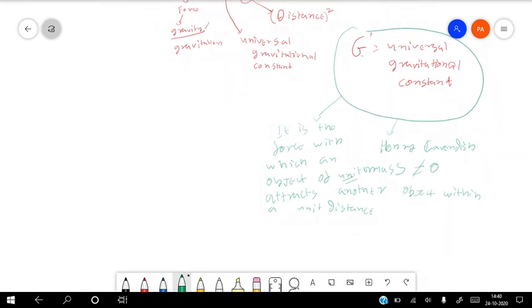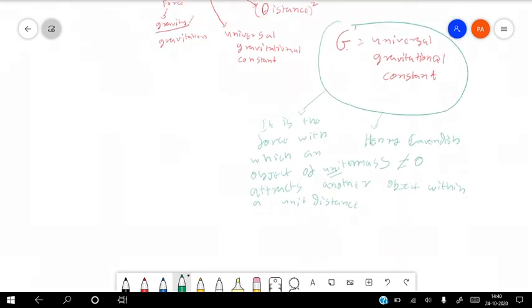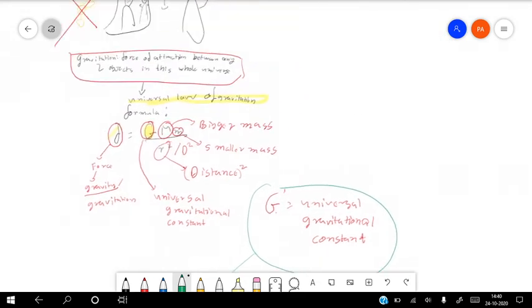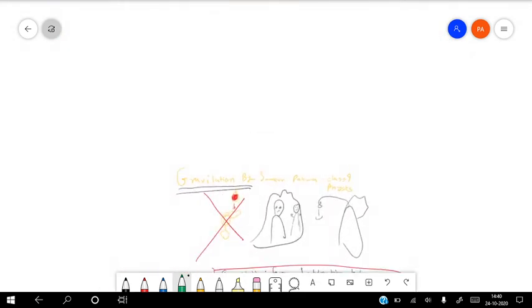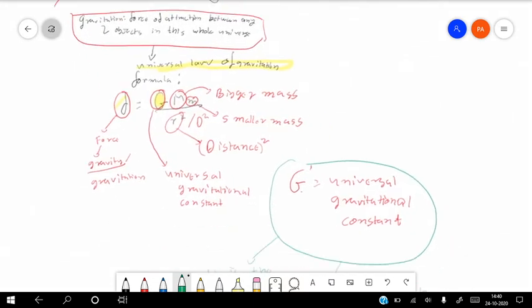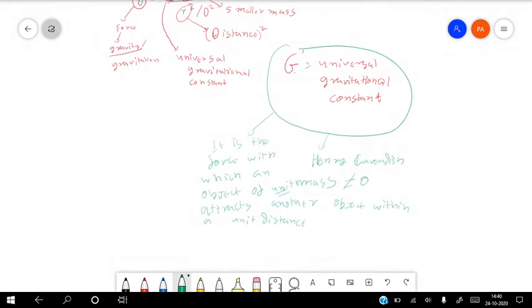So I won't make it extremely complicated for you guys. Let me tell you, because this chapter is for class 9, that's why we only have to revise this definition. We don't have to do anything else, because the derivation of the universal gravitational constant and more complex things will be done in class 11.